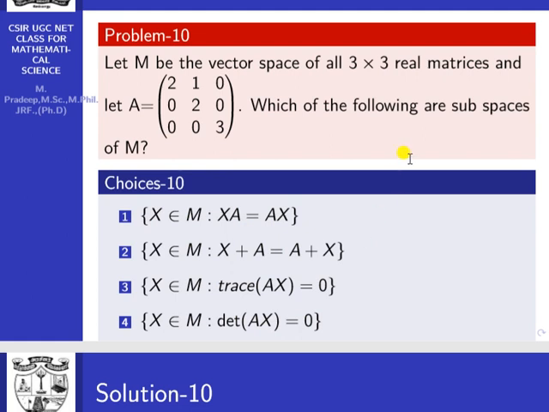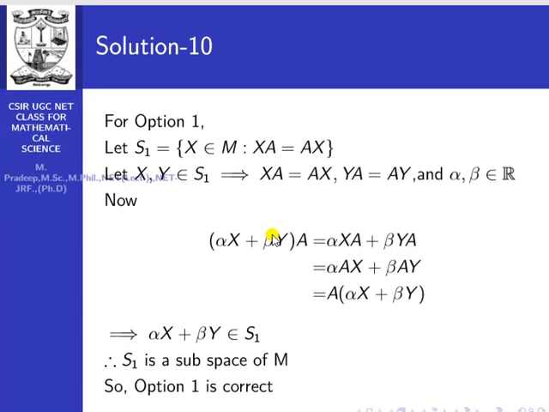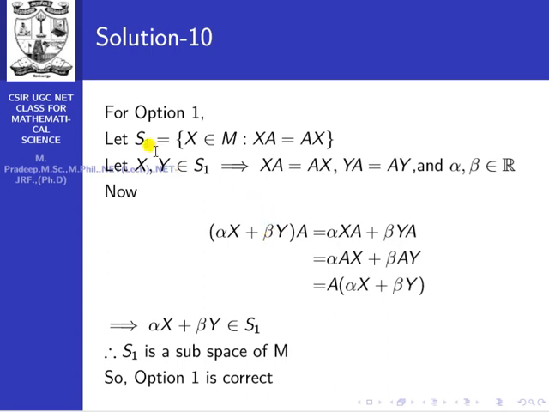என்ன கேக்குறாங்க, subspace of M னு கேக்குறாங்க. Subspace definition என்ன? Very simple definition. Okay, suppose when you choose the first option, set S1 னு எடுத்துக்கிறேன். When you choose x, y belongs to S1 னா என்ன meaning? x, y belongs to S1 na x satisfy the definition, so xA equal to Ax. y belongs to S1 na y satisfy this definition, so yA equal to Ay.